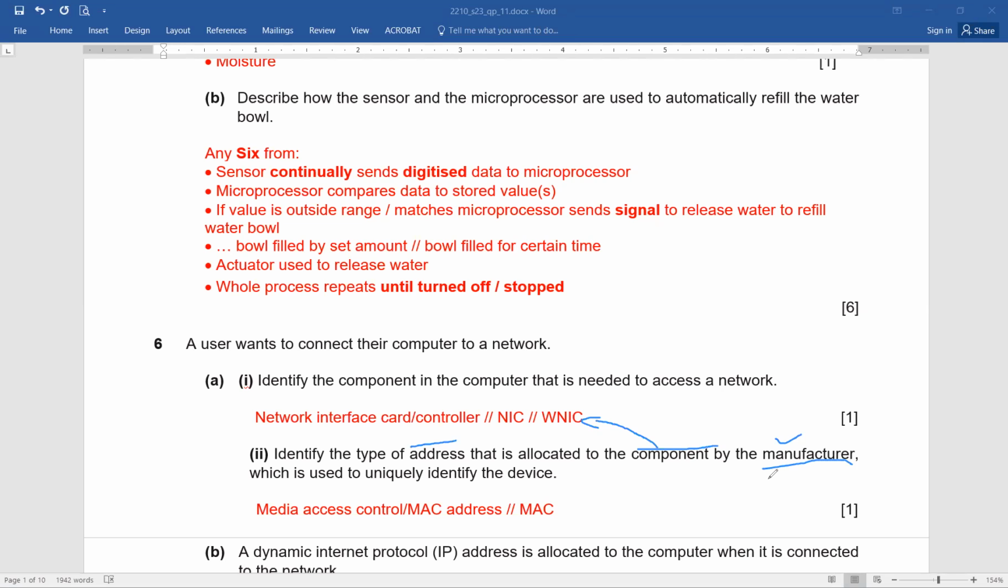Which is used to uniquely identify the device. So here we can see so many hints are given: uniquely identifying the device, a component, by the manufacturer, and definitely address. So it is the right answer. MAC address, media access control address, MAC, all of these are correct options.